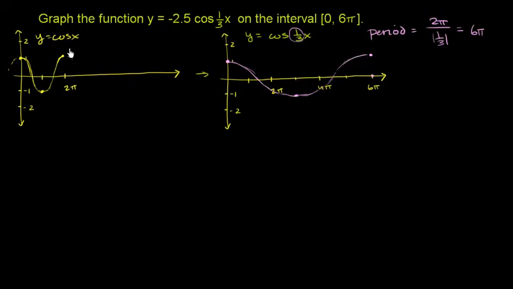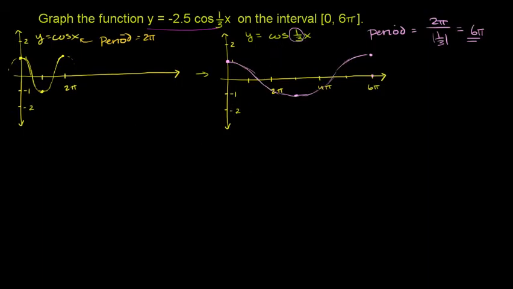So you see, to go from y equals cosine of x to y equals cosine of 1/3 x, it essentially stretched out this function by a factor of 3. Or you can see this period is 3 times longer. The period here was 2 pi. All right. Well, there's only one more transformation we need in order to get to the function that they're asking us about. Instead of cosine of 1/3 x, we have negative 2.5 cosine of 1/3 x.